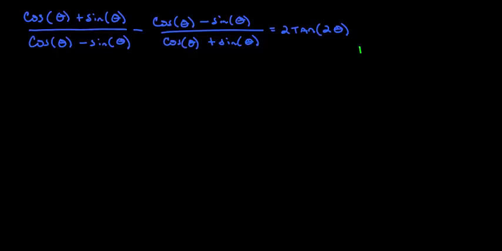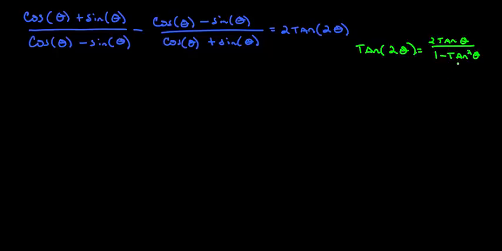I'm going to keep in mind that the tangent of twice an angle is equal to 2 times the tangent of that angle over 1 minus the tangent squared of the angle.